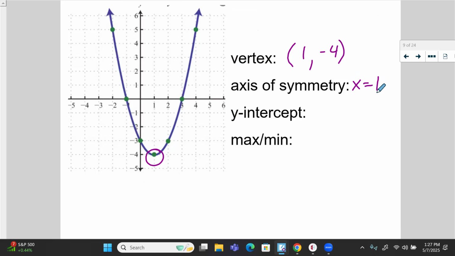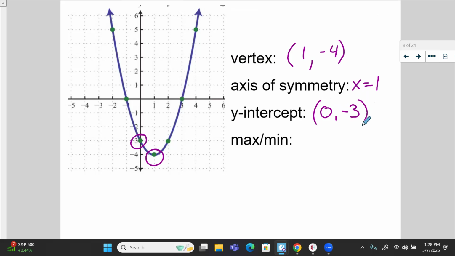The next thing I can find is my y-intercept. Well, your y-intercept is where the graph crosses the y-axis. So right here is my y-intercept, because that is where the graph crosses the y-axis. So that point is (0, -3).